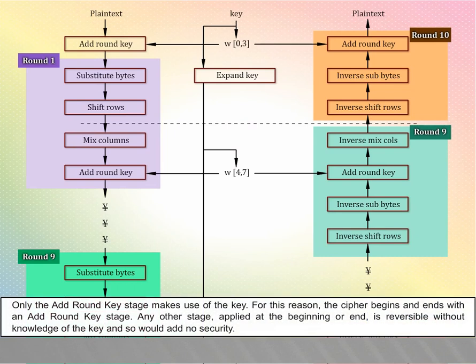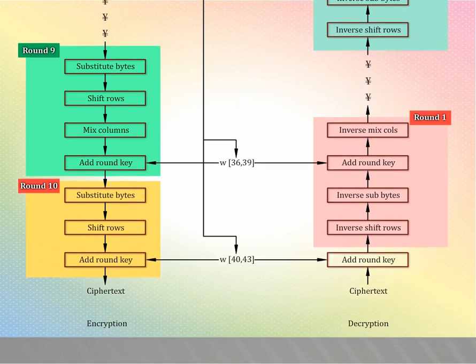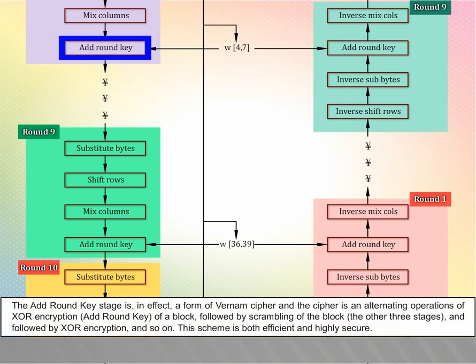Only the add round key stage makes use of the key. For this reason, the cipher begins and ends with an add round key stage. Any other stage applied at the beginning or end is reversible without knowledge of the key and so would add no security. The add round key stage is in effect a form of Vernam cipher, and the cipher is alternating operations of XOR encryption, that is add round key of a block, followed by scrambling of the block, that is the other 3 stages, followed by XOR encryption and so on. This scheme is both efficient and highly secure.